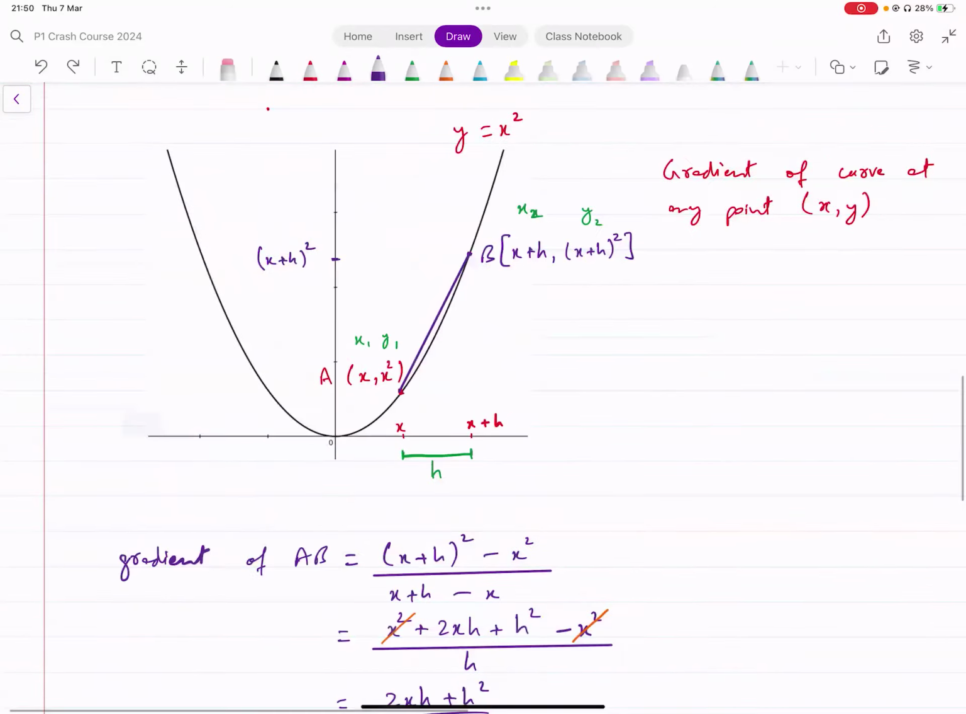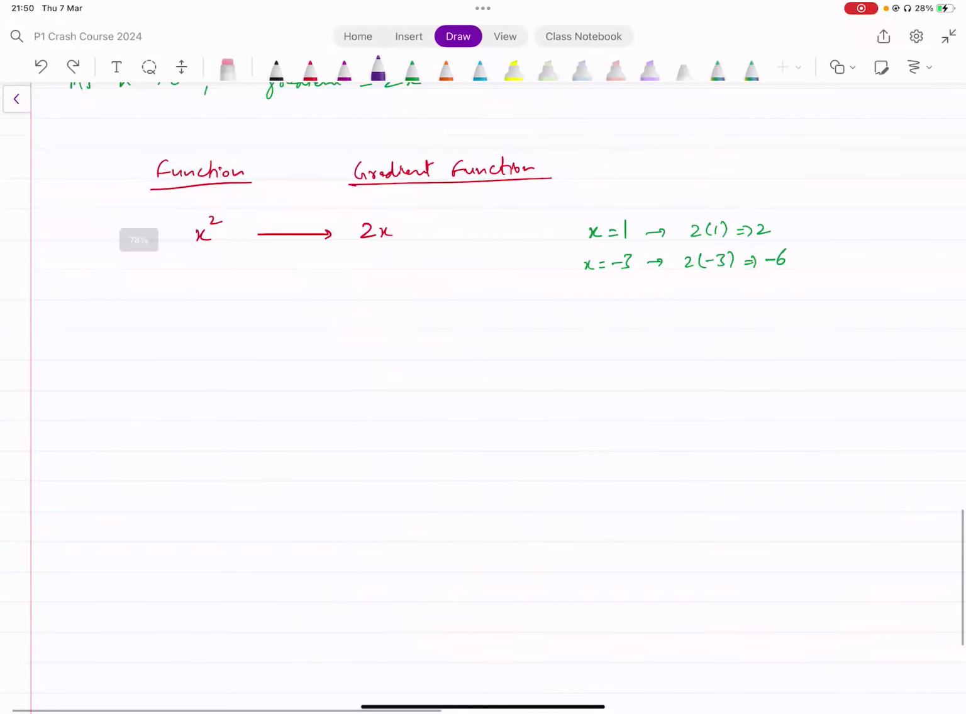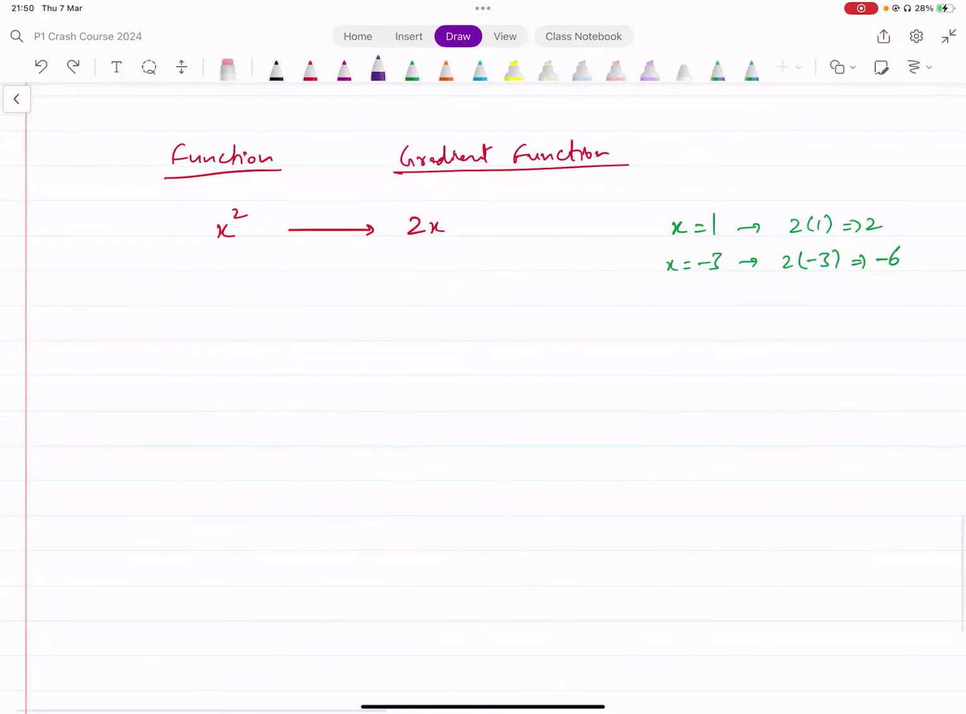Does this process make sense? Where we are getting this? How we are getting this? From x squared, how we are getting the gradient function 2x? Right? Yes, sir. Now, for x squared, we are getting 2 times x.